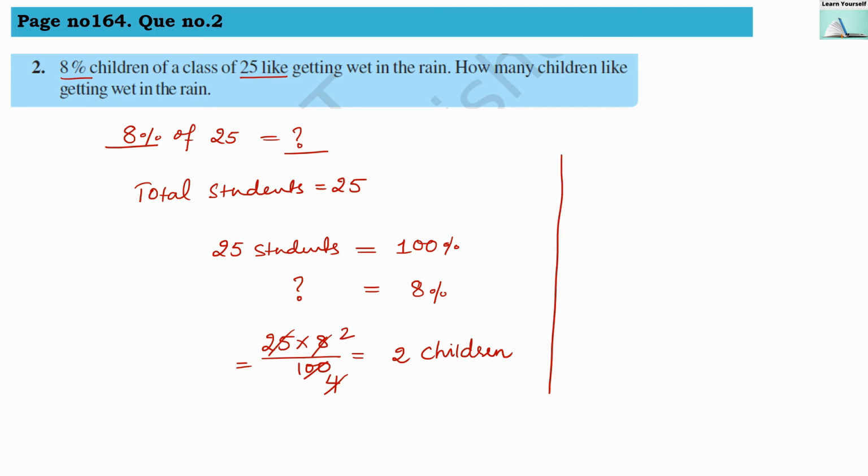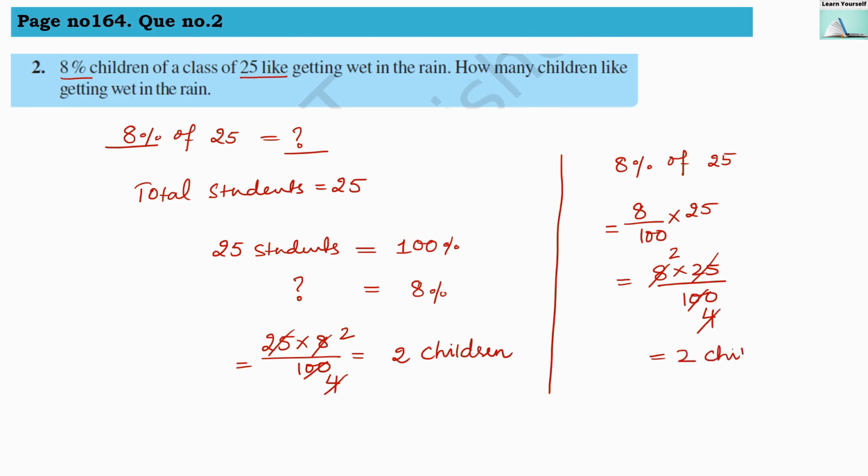Another method to solve this numerical is 8% of 25. So 8%, let us convert this into a fraction. So 8 divided by 100, of means multiplication, 25. So let us solve this. So 8 into 25 in division 100. So 25 4s are 100 and 4 2s are 8. So we got here 2 as an answer. So 2 children got wet in rain.